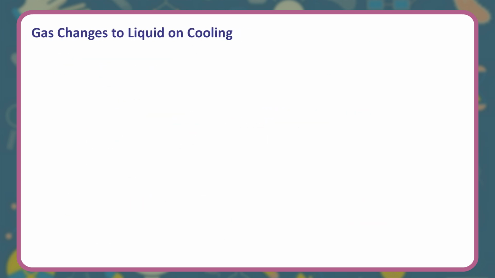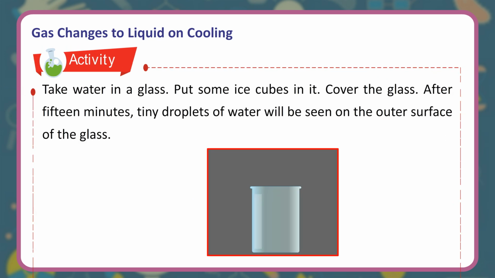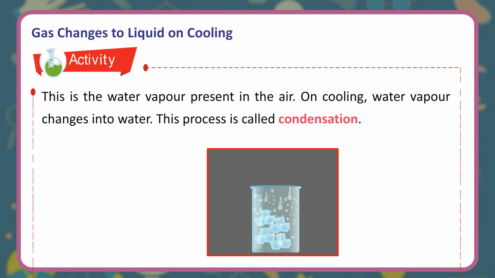Gas changes to liquid on cooling. Activity 3. Take water in a glass. Put some ice cubes in it. Cover the glass. After 15 minutes, tiny droplets of water will be seen on the outer surface of the glass. This is the water vapor present in the air. On cooling, water vapor changes into water. This process is called condensation.